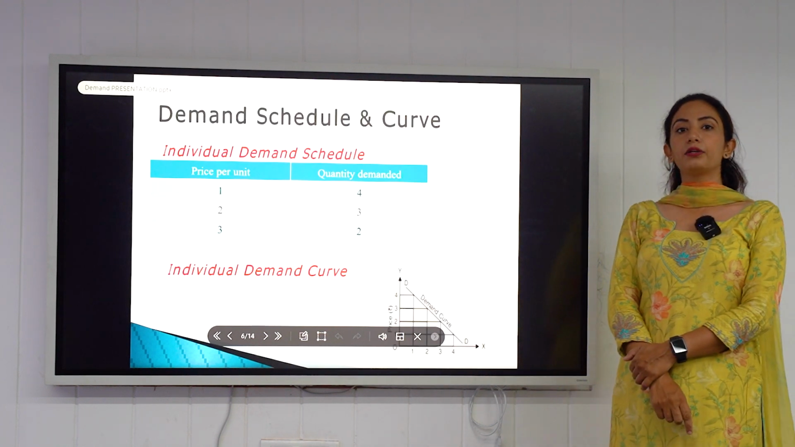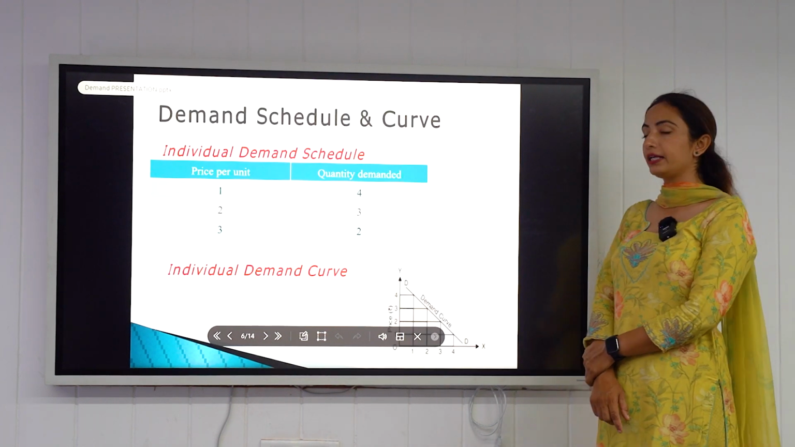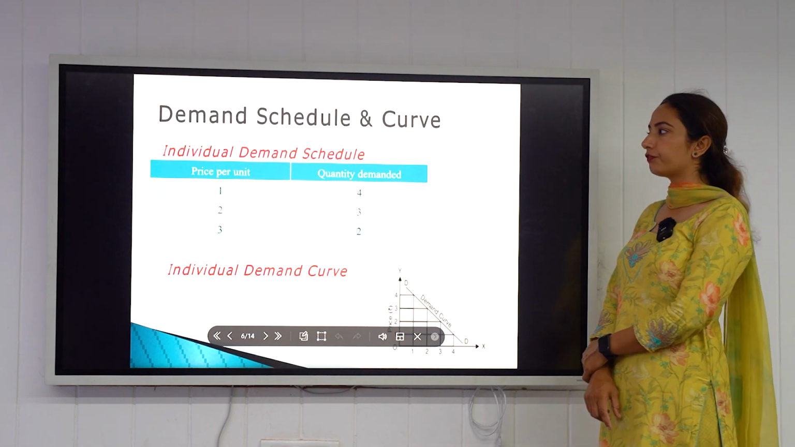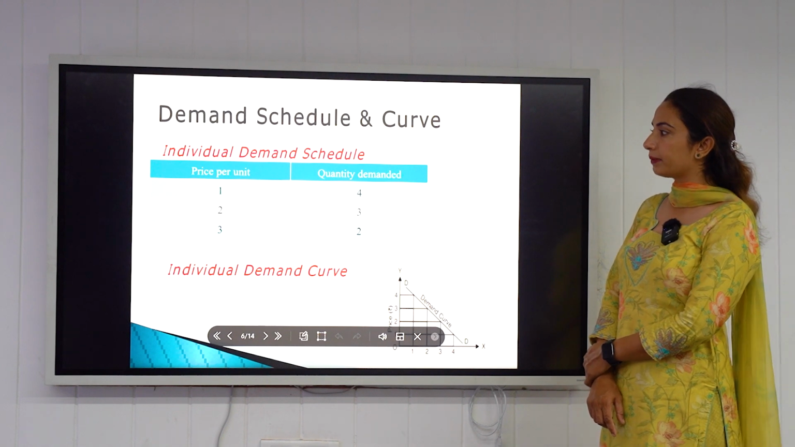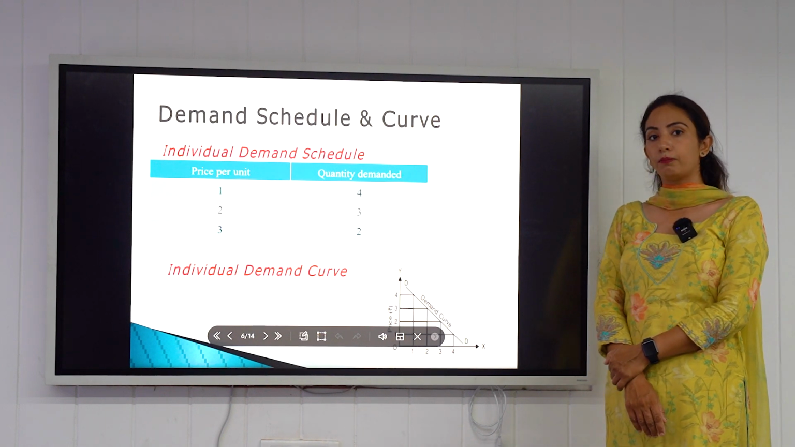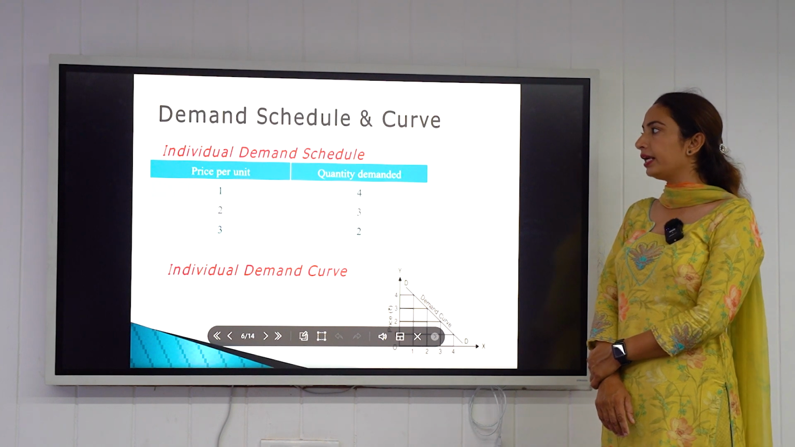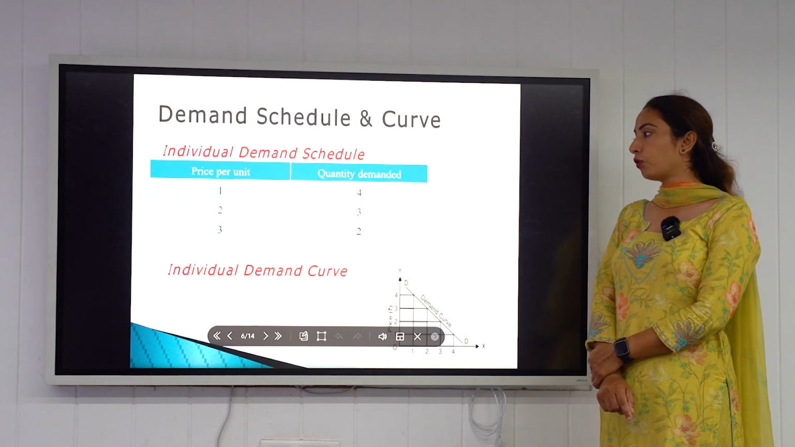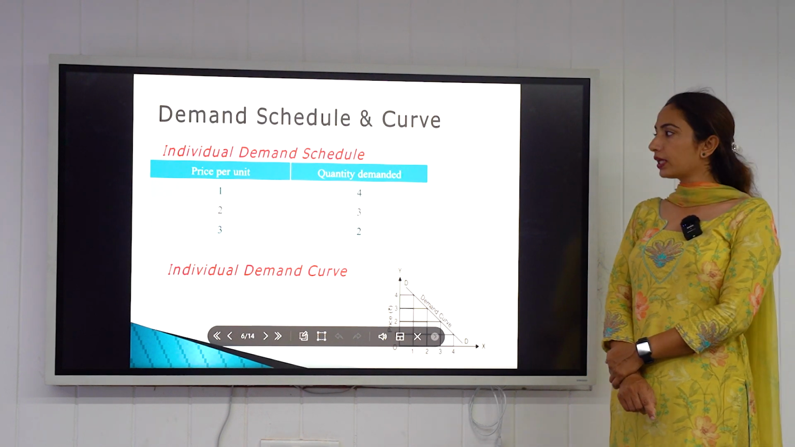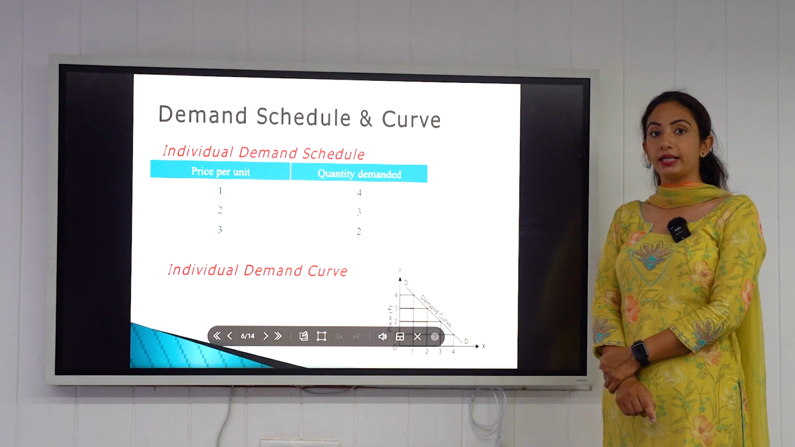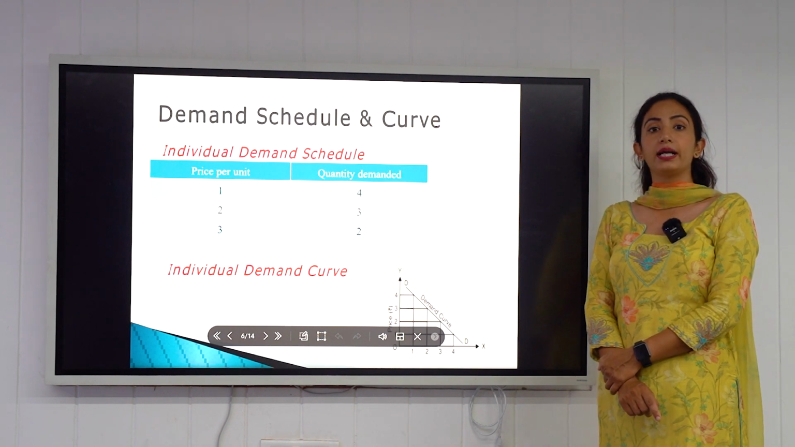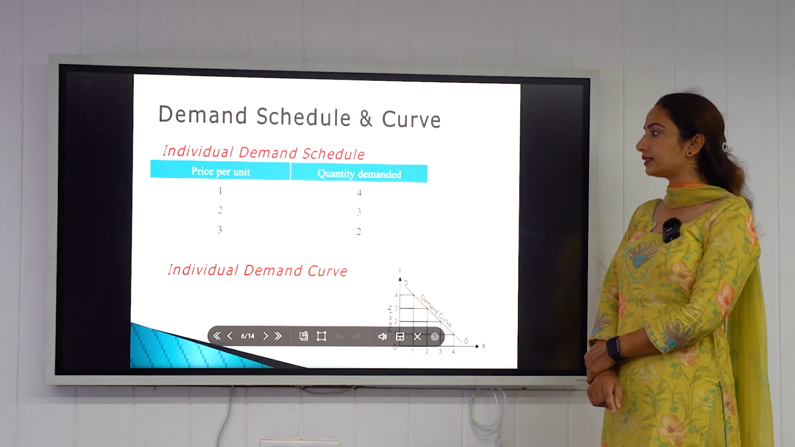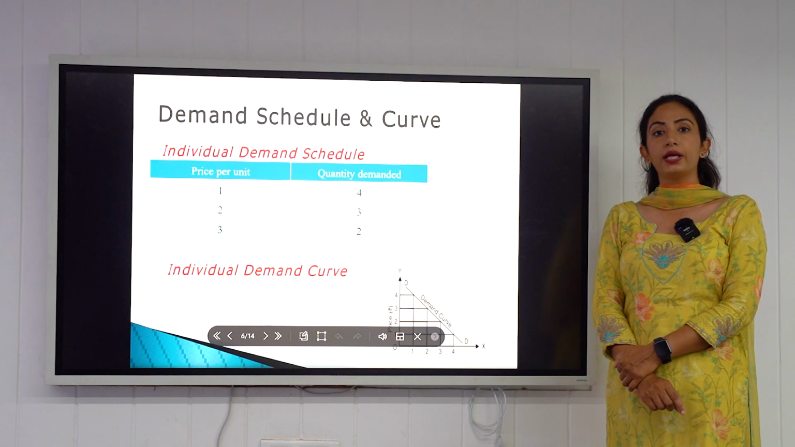After meaning, there are two terminologies, demand schedule and demand curve. Demand schedule is a tabular representation of the demand, in which on one side we are showing you the prices of a commodity as 1, 2 and 3, and subsequently the quantity demanded by the person, that is 4, 3, 2. So the relationship of price and quantity demanded is going in the reverse or inverse direction. On one side, price is going up, on the other side, quantity demanded is going down.